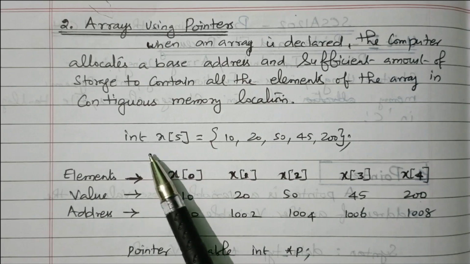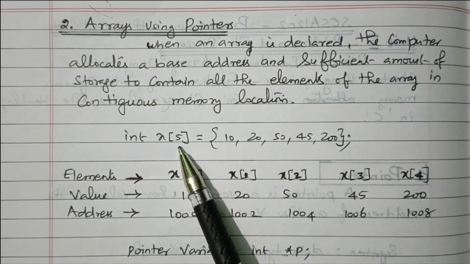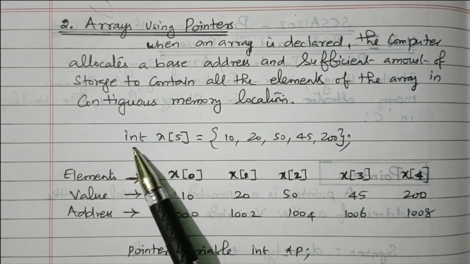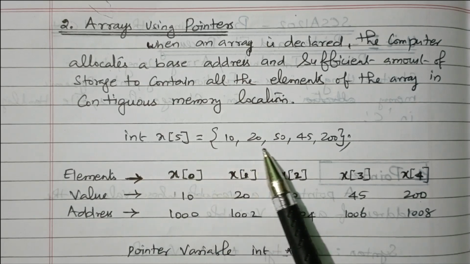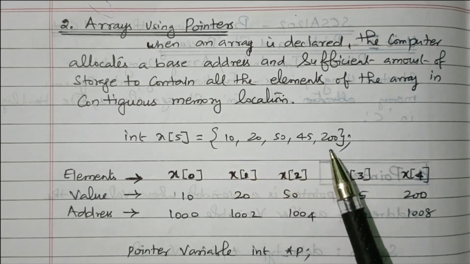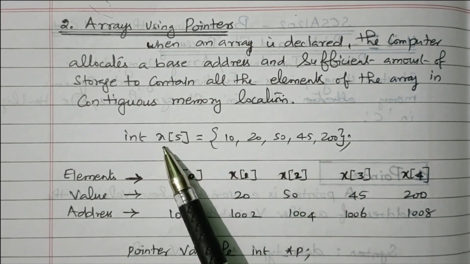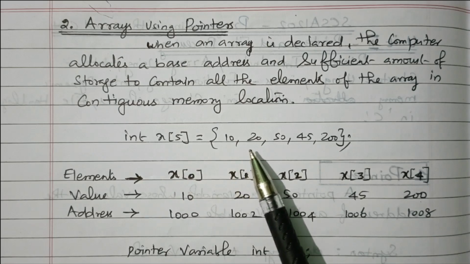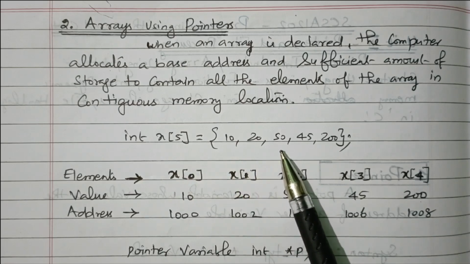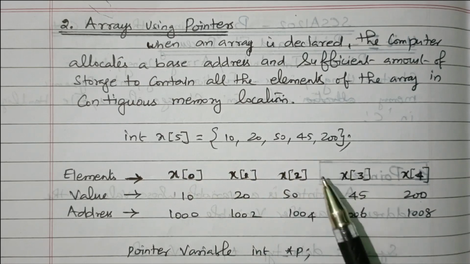What is the meaning? x is the variable name, the array name. Maximum 5 elements we can store. The type is integer. The array elements are given here itself. Open the brace: 10, 20, 50, 45, 200. So these are all the 5 array elements. That is, x[0] is 10, x[1] is 20, x[2] is 50, x[3] is 45, x[4] is 200.